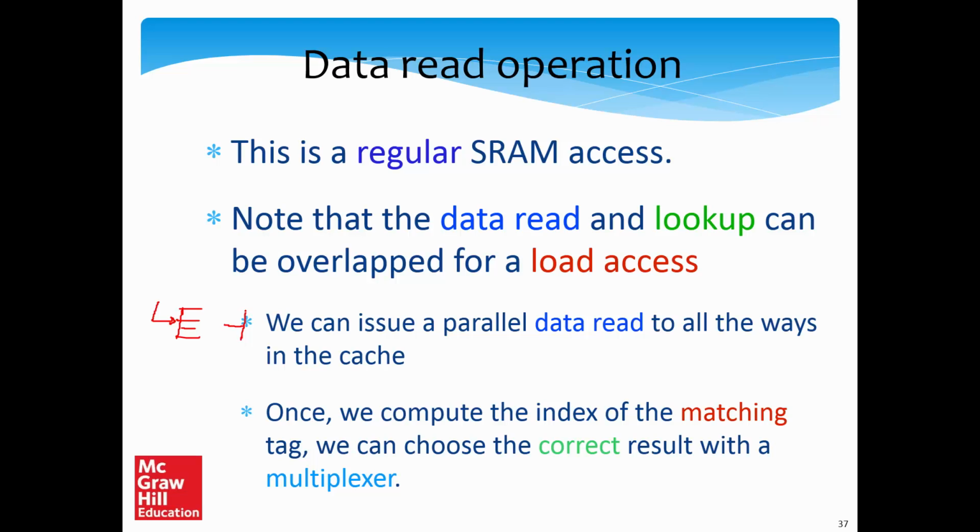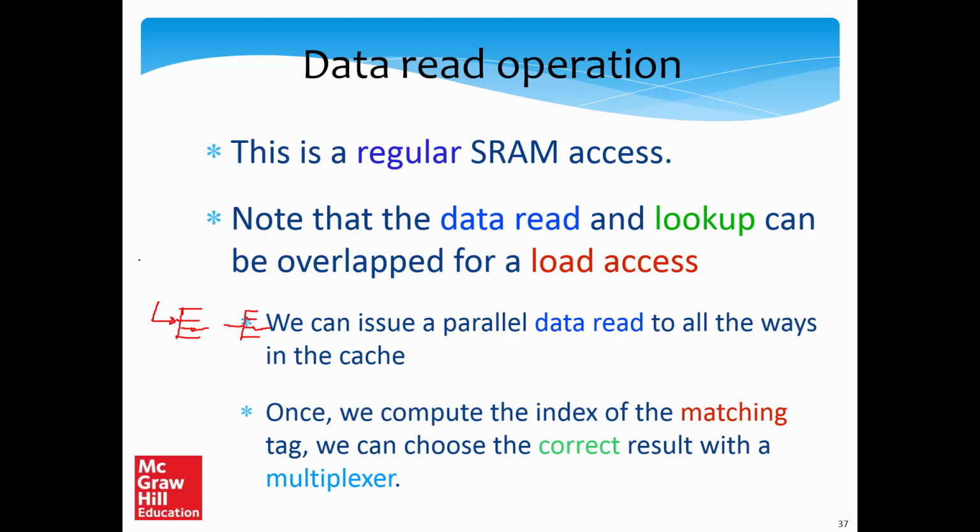Simultaneously, we can do a little bit of additional work. We can read the contents of all the four ways from the data array. So in this sense, we are overlapping the data read with the lookup. After that, once we compute the index of the matching tag, let's assume that the third entry was the matching tag. Then the third entry of the data array is what can be chosen, right? So we can sort of overlap both.